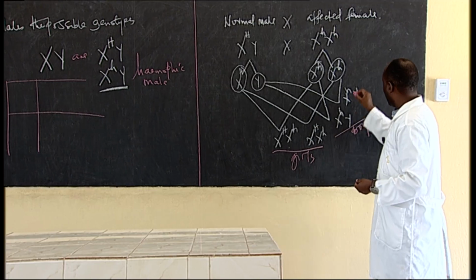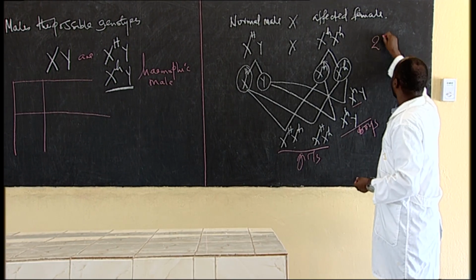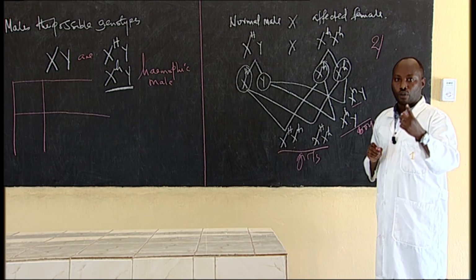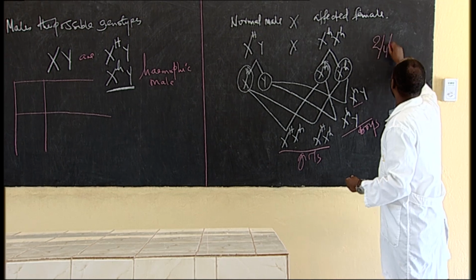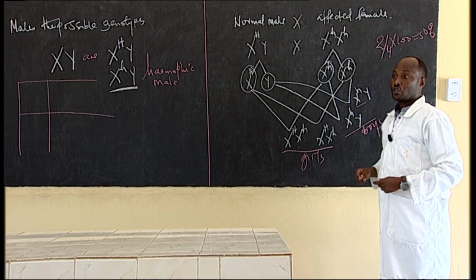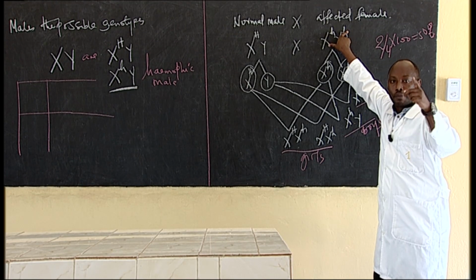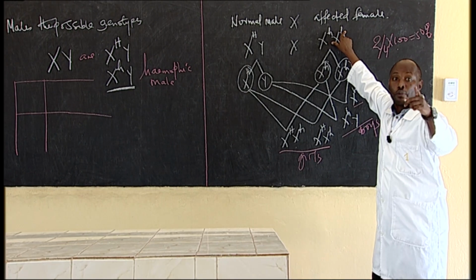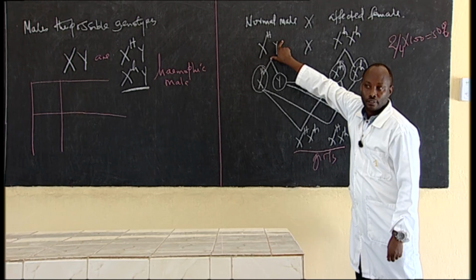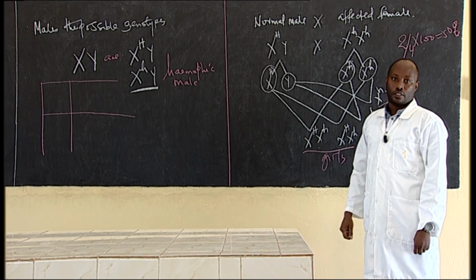So calculate now. This boy is hemophilic. This boy is hemophilic. So it means that 2 of the sons that were produced, it is 2 over 4 times 100, which is equal to 50%. Boys were hemophilic. So if a woman is affected, almost 50% of the boys will be affected. When the man is affected, 50% of the daughters will be affected.